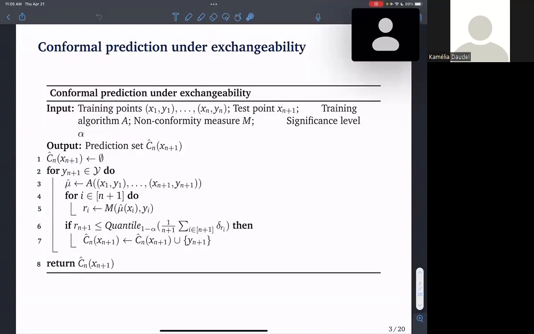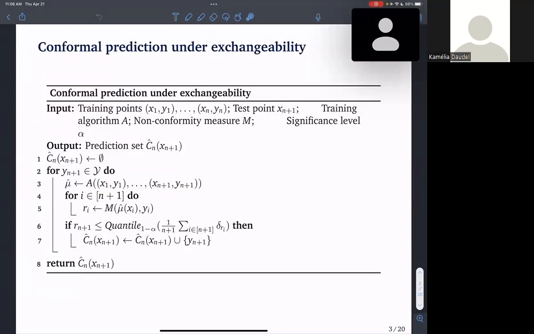The non-conformity measure is basically telling you how different a point is from the points that you've already seen. An example under least squares regression is just the L1 or the L2 loss that you incur. The output of the algorithm is a prediction set, and we'll show properties of the prediction set. We start off with an empty prediction set. You loop over all possible y's for the data point x_{n+1}. You use your training algorithm A to learn a model mu using all the data points from (x_1, y_1) through (x_{n+1}, y_{n+1}).